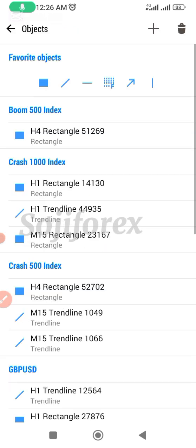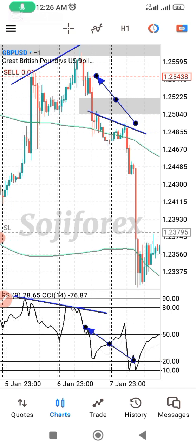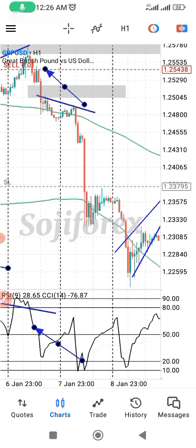And I use my CCI for additional confirmation. My CCI crosses below the level of 80 towards the downside. And that is how I was able to make this entry.